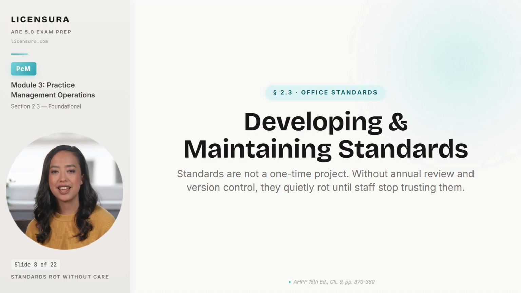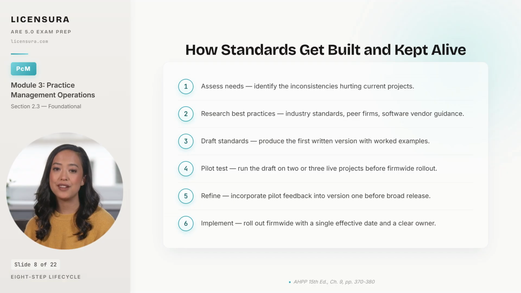The life cycle has 8 steps, and every one of them matters when the firm rolls out a real standards program. The life cycle starts with an honest needs assessment. Step 1. Identify the specific inconsistencies hurting current projects. QC reviewers wasting hours relearning layer conventions. Junior staff drafting the same flashing detail 3 different ways. Project managers fielding the same question on every kickoff.